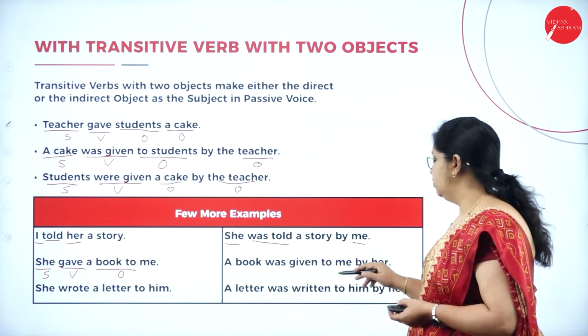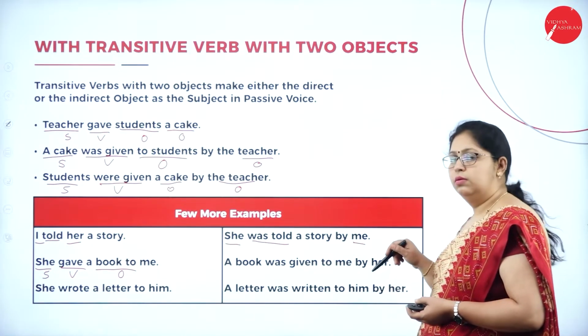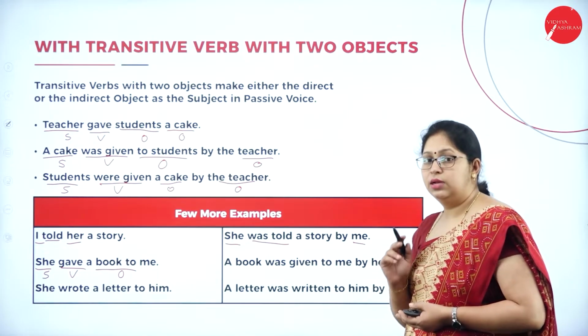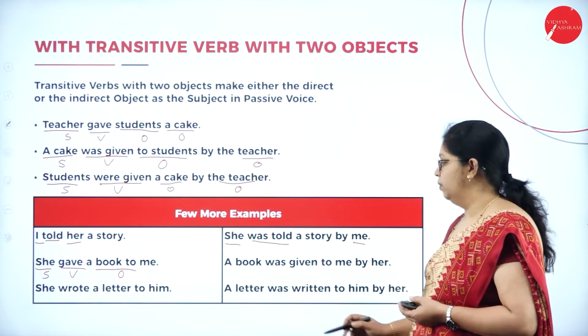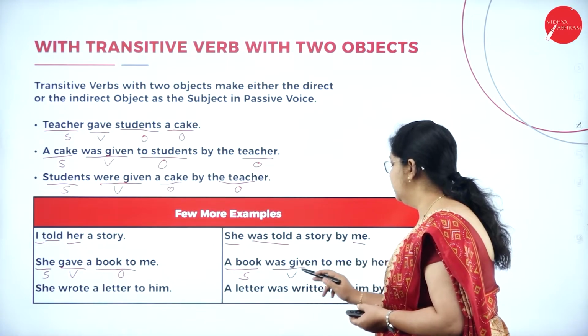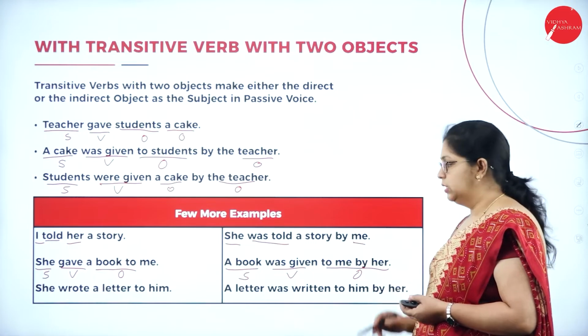A book was given to me by her, or I was given a book by her, whichever you wish to, but remember that the object should be the subject in passive form. So a book is the subject, was given is the verb, to me by her is the object. There are two objects in this sentence.